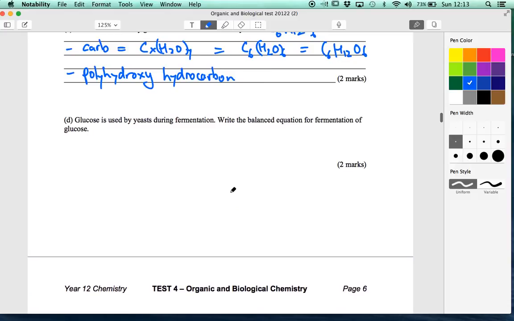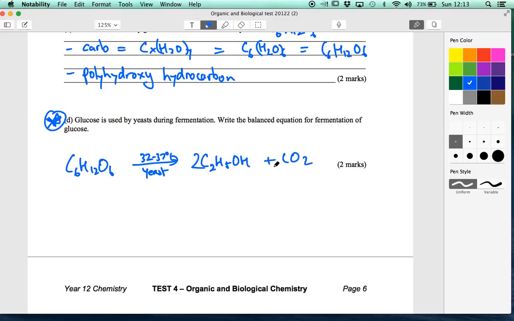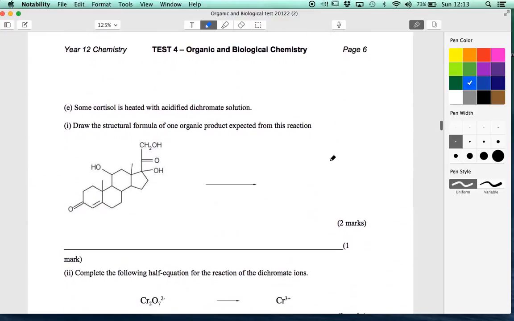It says glucose is used by yeast during fermentation. Write a balanced equation for the fermentation of glucose. This here, guys, is a stage 1 thing. So if you don't know it, review your stage 1 notes, or look it up on Google. I've got C6H12O6. We have yeast, and a temperature of about 32 to 37 degrees. We get ethanol, C2H5OH, plus carbon dioxide. Just balance that equation out. Again, 2 marks. That should take you less than 2 minutes. You should be smashing it out.